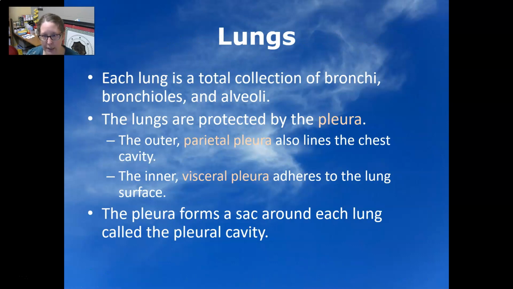So each lung is a total collection of the bronchi, bronchioles, and the alveoli. The lungs are protected by the pleura, which is the lining of the lungs. The outer parietal pleura lines the chest cavity, and the inner visceral pleura sticks to the lung surface. And in between the two, there's some pleural fluid.